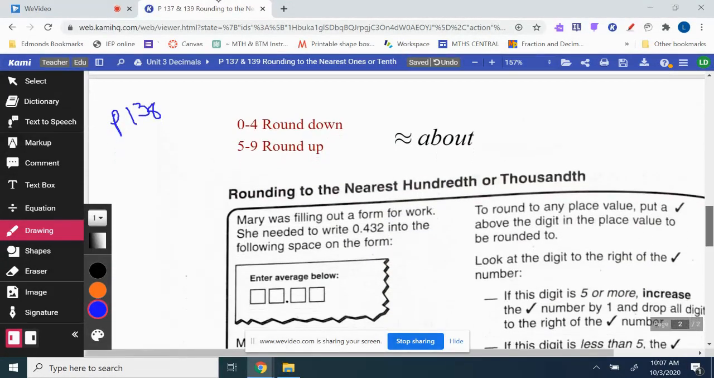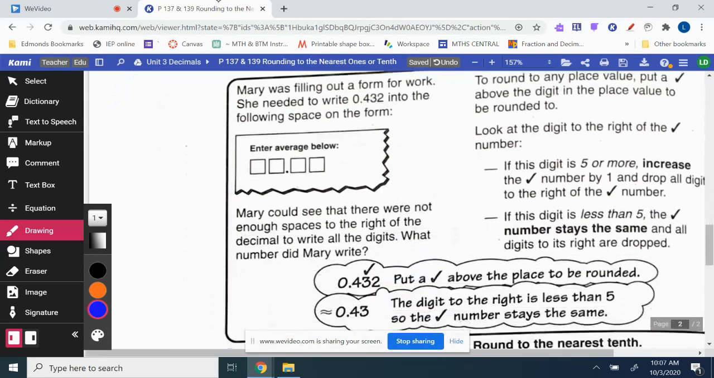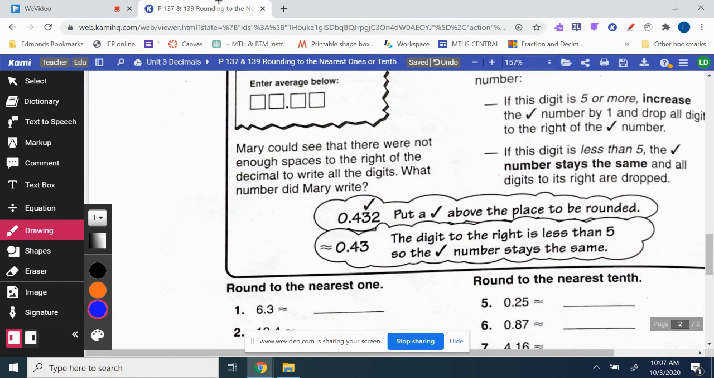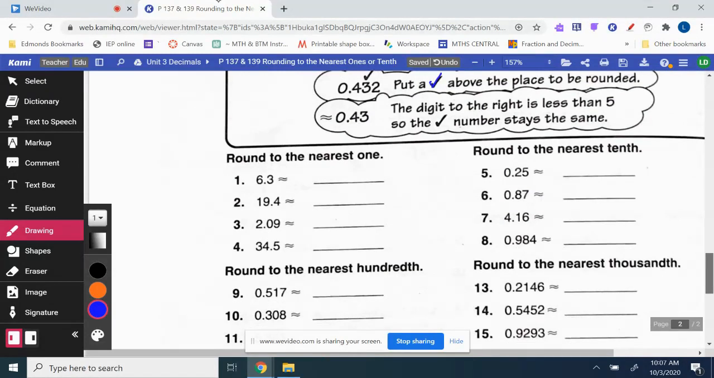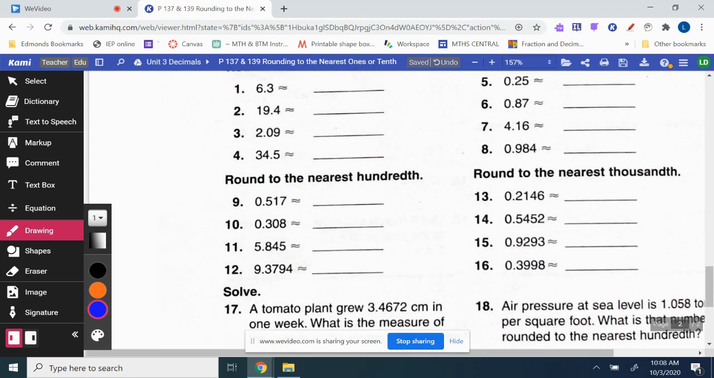On page 138, we're doing the same thing, but we're just going further into the decimal world of hundreds and thousands. This one they tell you to put a check mark above the one that you're going to be rounding. And so that way you can look at the number next to it. And if it's less than 5, the number stays the same. And if it's more than 5, it increases. So we already know how to do to the nearest one. We know how to do to the nearest tenth. But let's talk about to the nearest hundredth. And again, you're only doing evens.